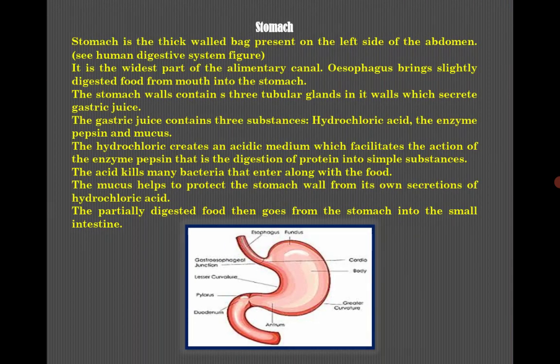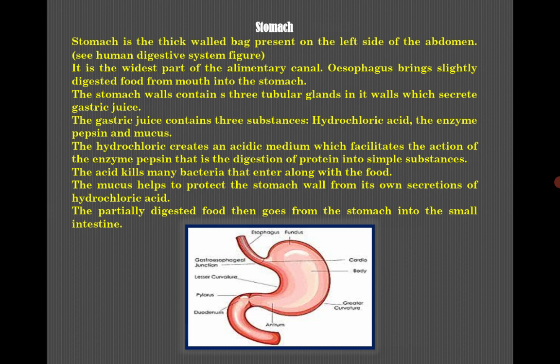Stomach. The stomach is a thick walled bag present on the left side of the abdomen. It is the widest part of the alimentary canal. Oesophagus brings slightly digested food from the mouth into the stomach. The stomach walls contain tubular glands in them, which secrete gastric juice.